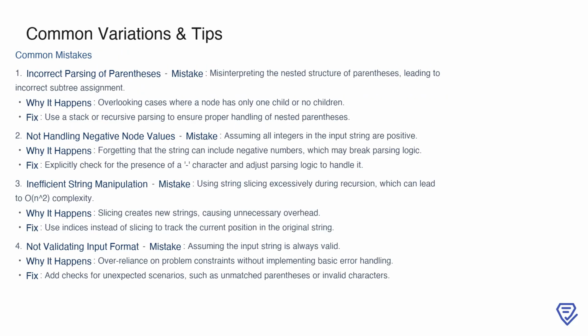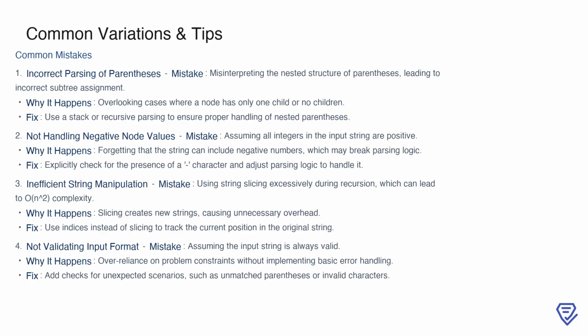When solving this problem, there are a few common mistakes to watch out for. First, incorrectly parsing parentheses can result in assigning subtrees to the wrong parent. This often happens because cases where a node has only one child or no children are overlooked. A good way to avoid this is by using a stack or recursive parsing to handle the nested structure of the parentheses properly. Next, make sure to handle negative node values. A frequent mistake is assuming all integers in the string are positive, which breaks the logic when encountering a dash character. The solution here is to explicitly check for negative signs and adjust the parsing accordingly.